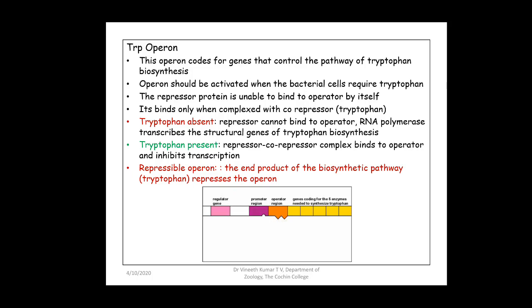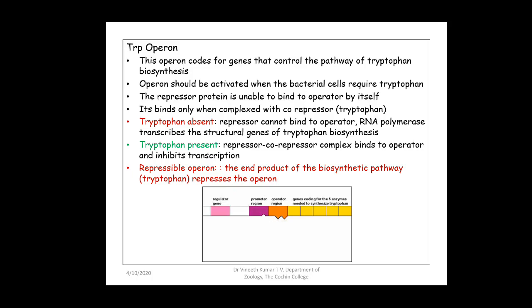The repressor protein is unable to bind to the operator by itself. That means the repressor is different from that of the lac operon, because the repressor protein in the lac operon does not require anyone to bind to the operator. When it is produced, it directly moves and binds to the operator. But whenever lactose binds to it in the lac operon, it cannot bind to the operator. The situation is opposite in the case of the repressor protein in the tryptophan operon.